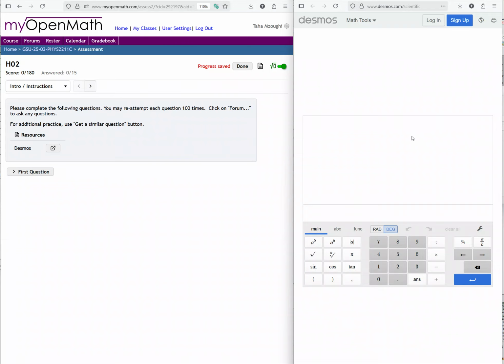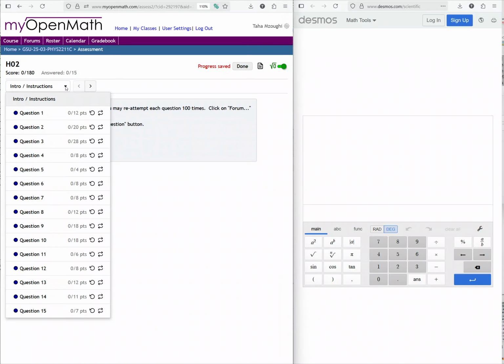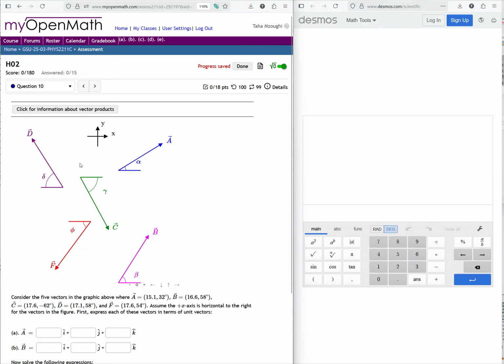Okay, so here we go. I'm going to jump to question 10 in this homework. Question 10 has all these vectors. So one good thing about Desmos, I can come here and provide the information that's given to me here.